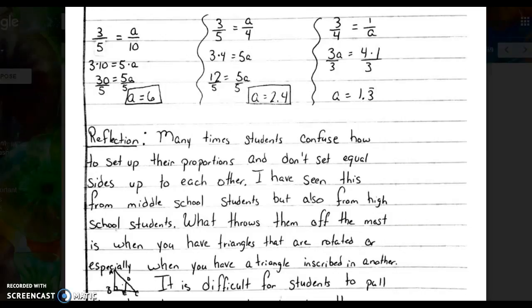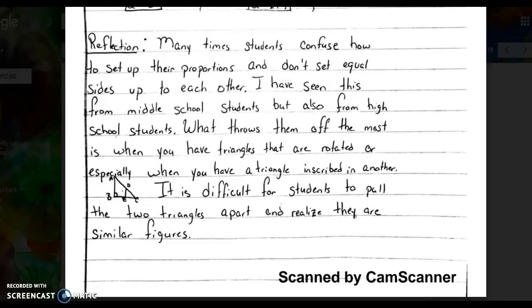Upon reflection, when I teach this in my classroom, many times students confuse how to set up their proportions, and they don't set up their equal sides to each other. So they'll use different sides. They'll see, oh, I have a side length here, and they'll just grab another length that is not a corresponding side. And I have seen this for middle school students, but also I've seen this from some of my high school students when I taught high school.